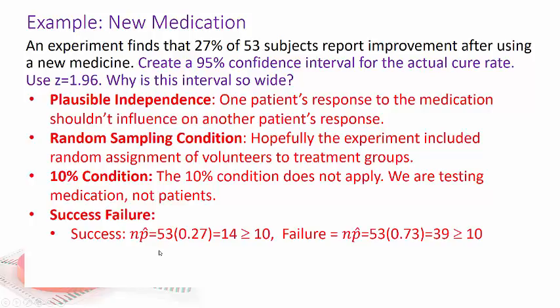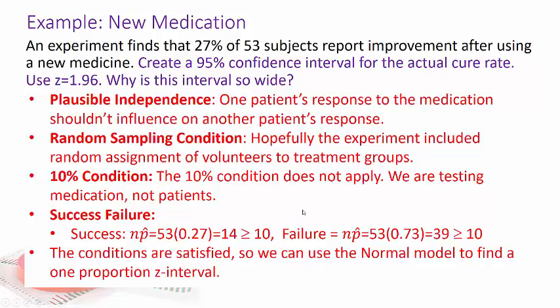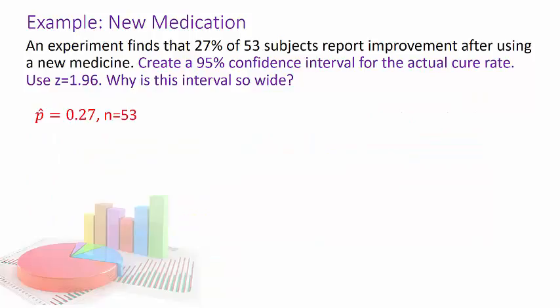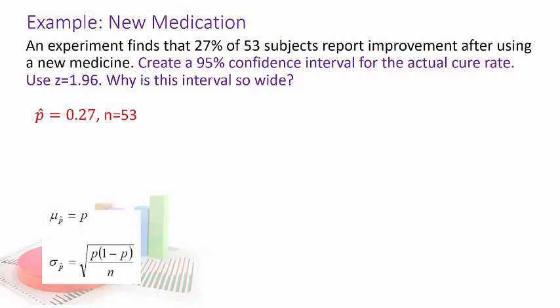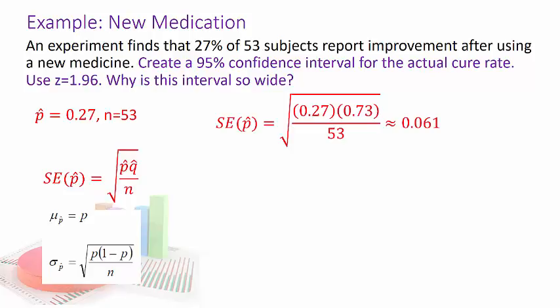Success failure. So people who respond to the medication and people who don't. We've got n times p-hat is 14 here in this part for success, and we've got 39 failures. So we exceed 10 for both, and we meet the success failure condition. So the conditions are satisfied, so we can use the normal model to find a one proportion z interval. So let's go ahead and calculate it. With p-hat, we know is 0.27, and n is 53 based on the problem. We're going to go ahead and calculate our standard error, and we get 61 thousandths.